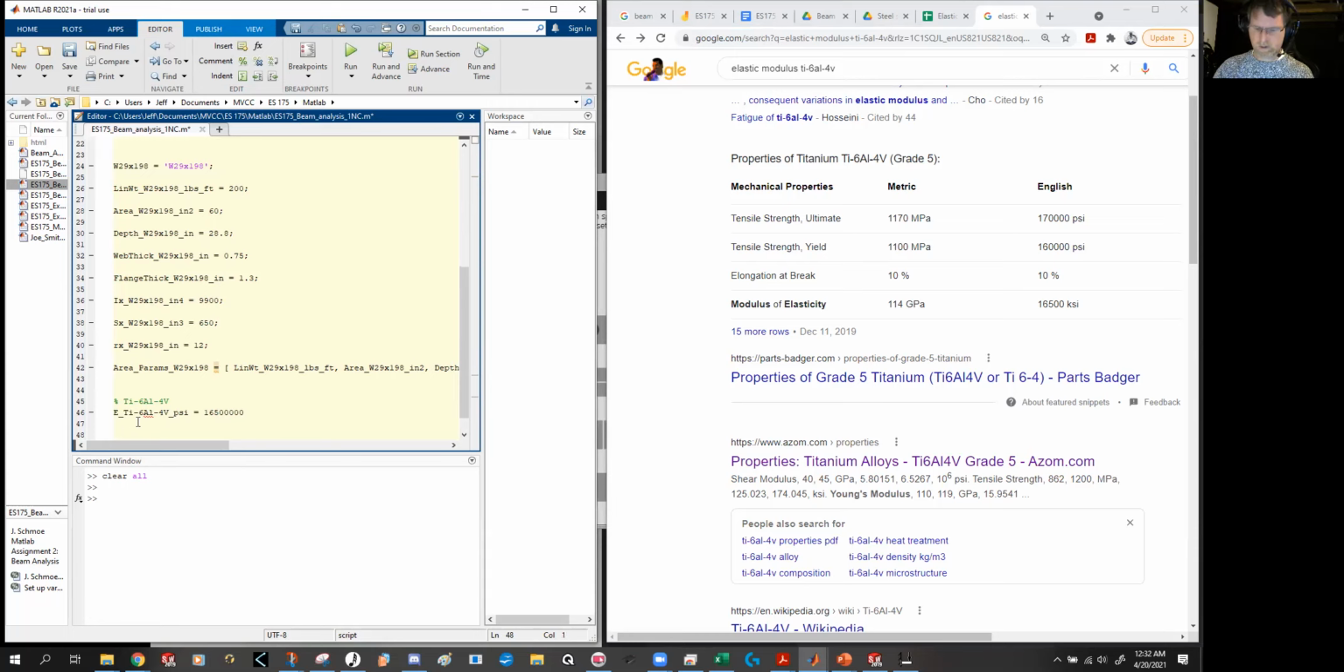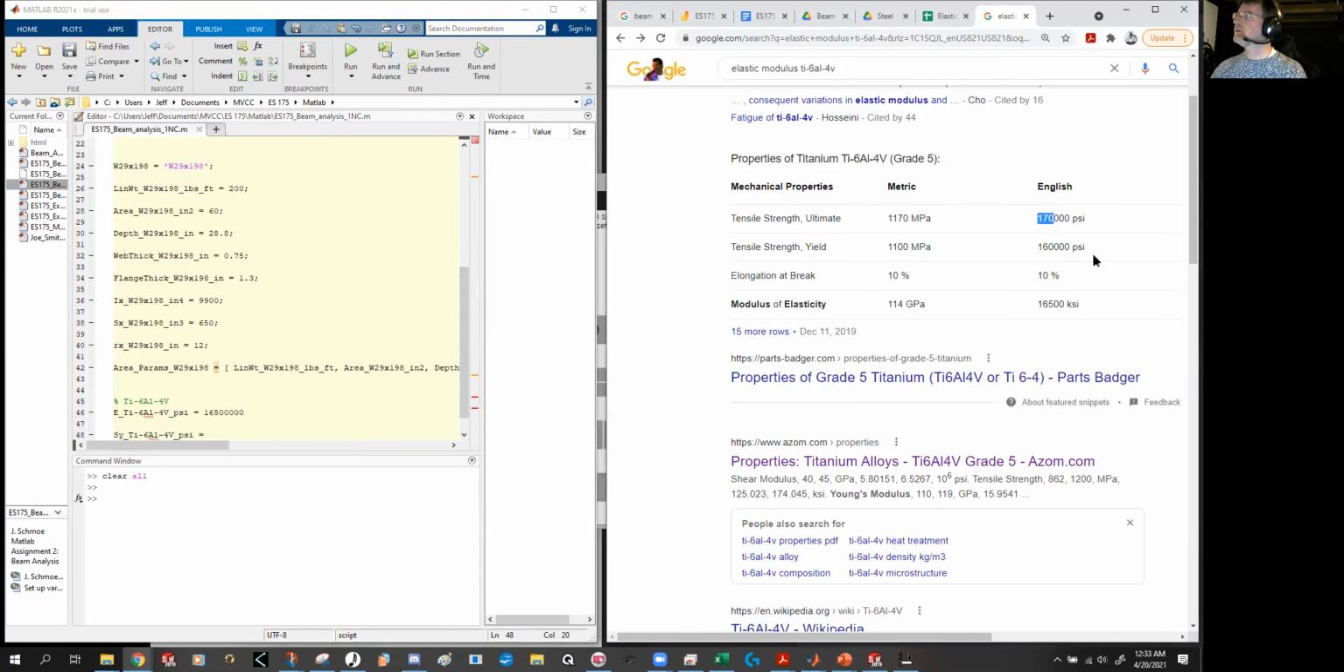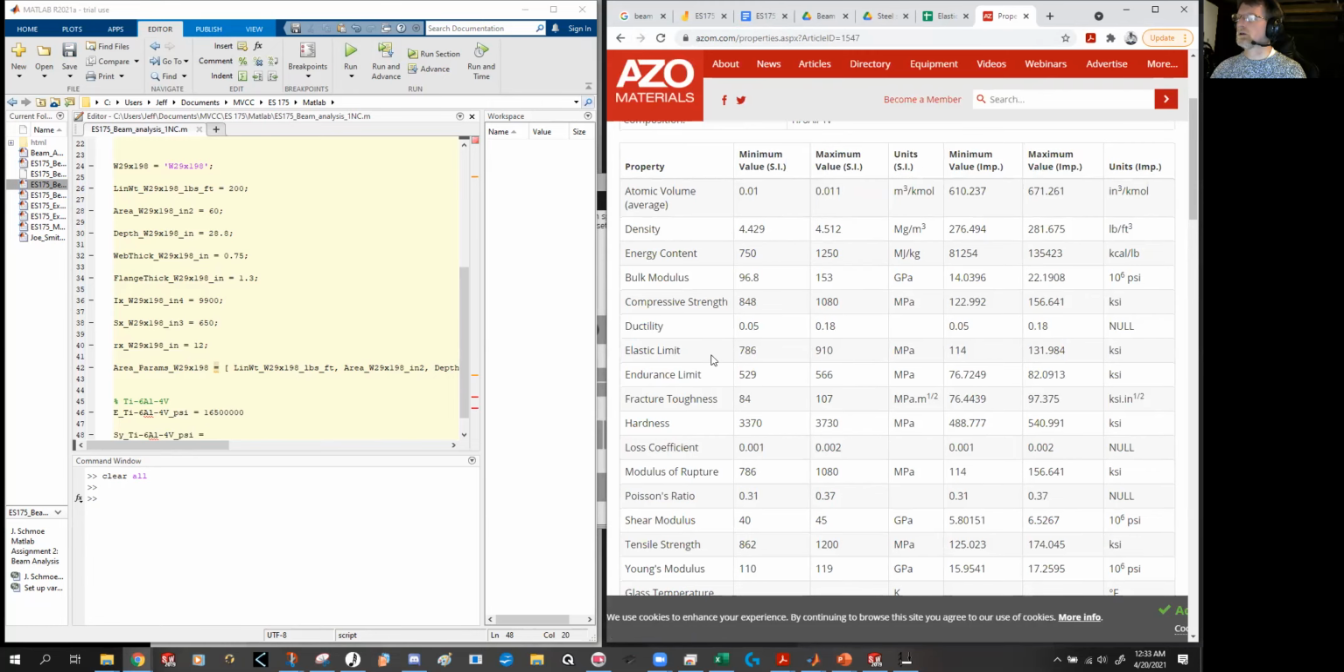So I'm going to call it SY of, and that's also going to be in psi. And we're going to go over here and let's just assume that this is right. So our yield strength is 170,000 psi. Oh, that's the ultimate. I want the yield, so it's 160,000. Let's see what ASM has to say. Elastic limit. That's pretty much it, the elastic limit.